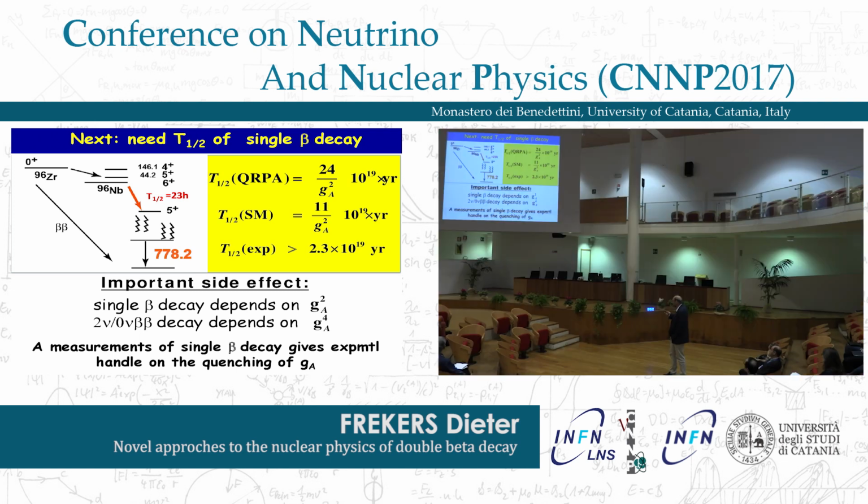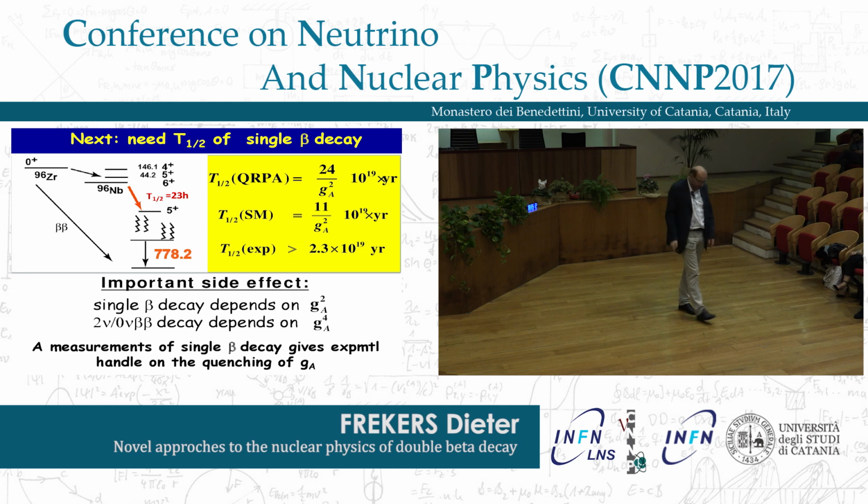So it's important to measure that, but there is a side effect, a very important side effect. The single beta decay depends on GA squared. The two neutrino and the neutrinoless, they depend on GA to the fourth. The two neutrino is known. The single beta decay will soon be known. Theory has to describe the two neutrino one and the single beta decay, and then you get a ratio of these two things because one depends on GA squared, the other one on GA to the fourth, so you have a handle on GA because of the differences there.